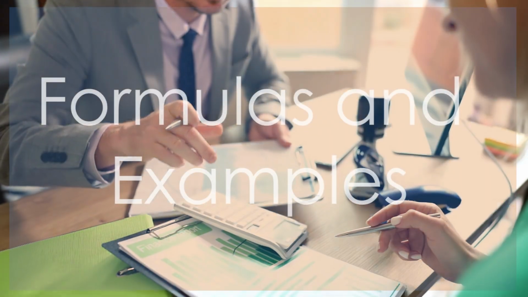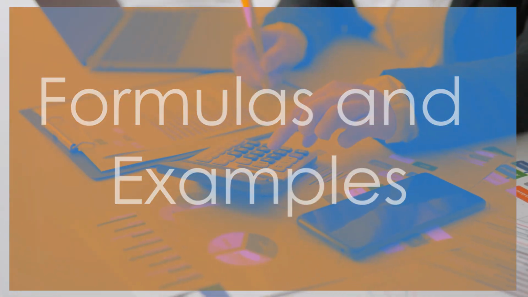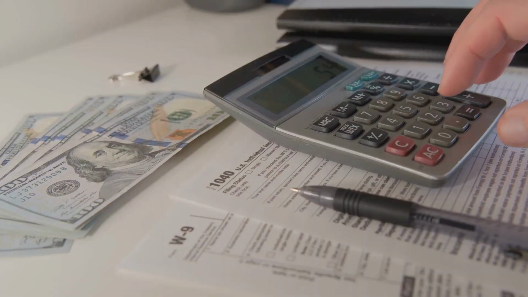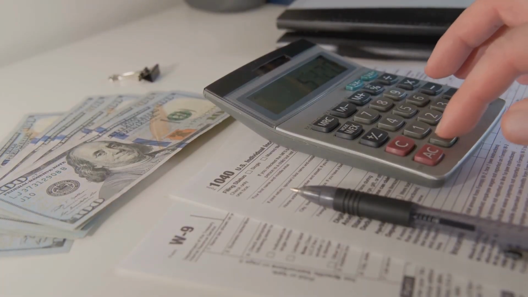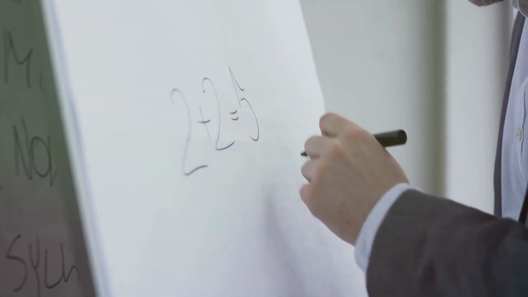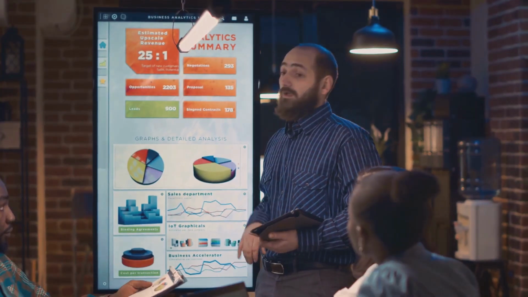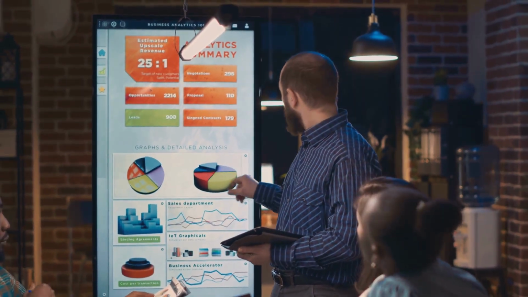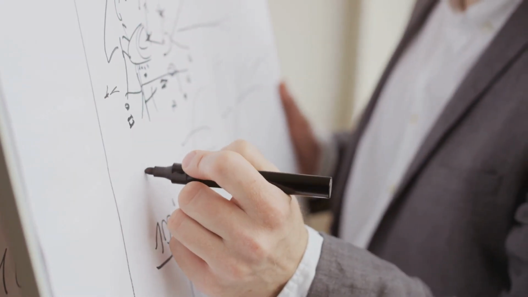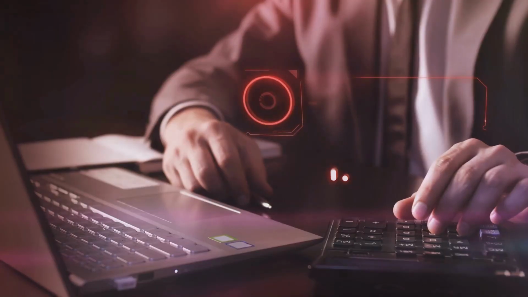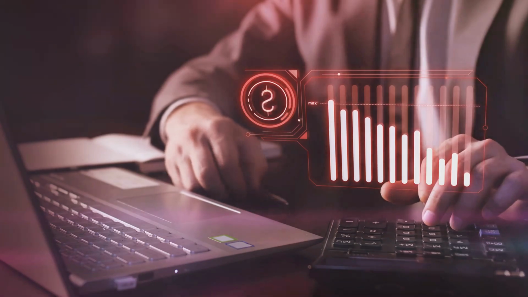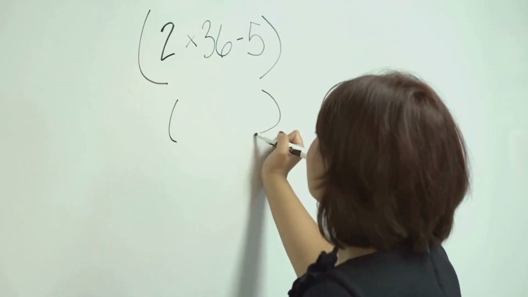Now that we understand the basic definitions, let's explore how to calculate average revenue, marginal revenue, and total revenue. Average revenue is calculated by dividing total revenue by the quantity of output sold. Formula: AR equals TR divided by Q. Marginal revenue is calculated as the change in total revenue divided by the change in quantity sold. Formula: MR equals ΔTR divided by ΔQ. Total revenue is calculated by multiplying the price per unit by the quantity of output sold. Formula: TR equals P times Q.